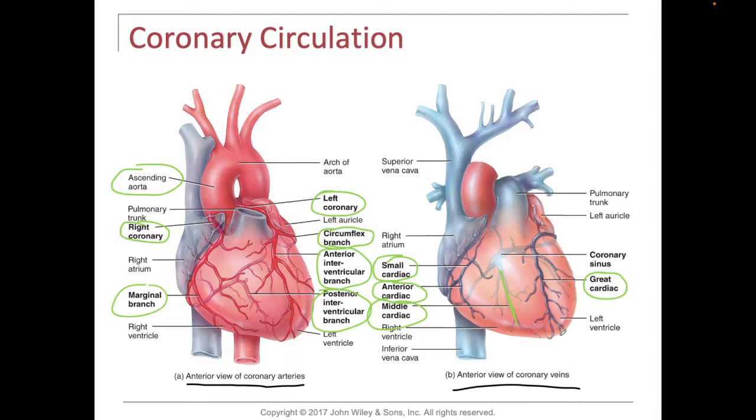And if you look at this great cardiac vein, it's going this way, it's coming around to the posterior, and all of these veins are going to find their way right here into that coronary sinus. And where does the coronary sinus enter? The right atrium. Okay, it's going to enter here into the right atrium, deoxygenated blood.